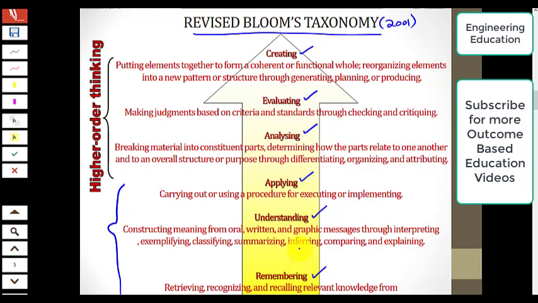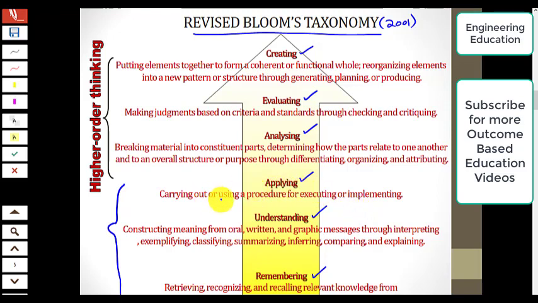A short and brief definition of each level is presented here. For example, what is remembering? It is retrieving, recognizing, and recalling relevant knowledge from long-term memory. Similarly, understanding is constructing meaning from oral, written, and graphic messages through interpreting, exemplifying, classifying, summarizing, inferring, comparing, and explaining, etc.